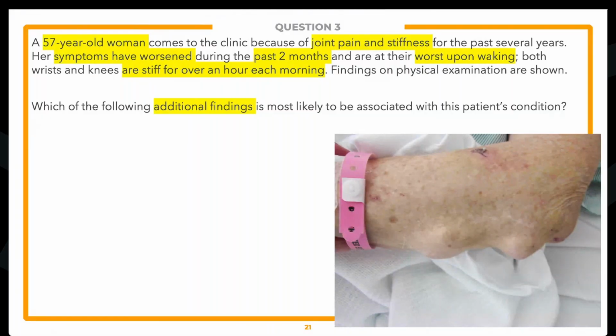We got a 57-year-old woman, and she has joint pain and stiffness. Okay, several years. It's been going on for a while. Symptoms have worsened in the past 2 months, and they're worst upon waking up. It involves both her wrists, both her knees, and they're stiff for over an hour each morning, right? So this should be ringing some bells right away. Should make you think about what the diagnosis could be. And even if the story didn't give it away, the picture should also give it away. So you should think about what the differentials could be.